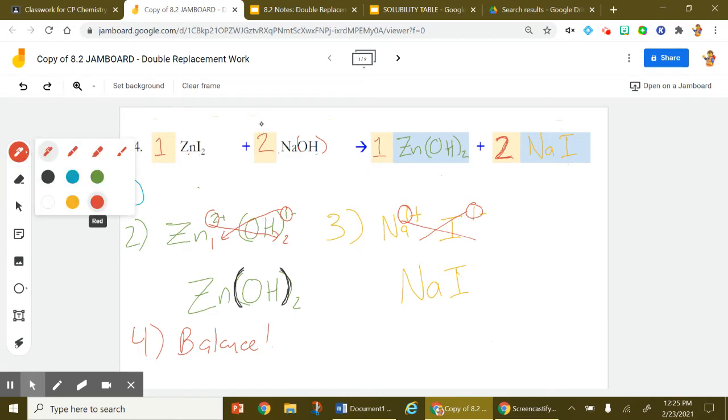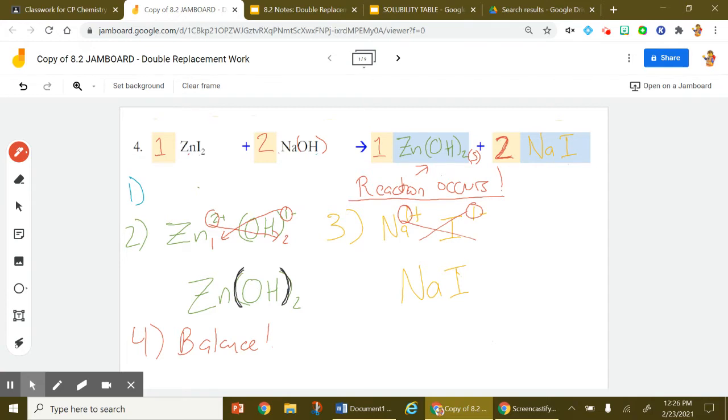So I'm just going to write a little S after the zinc hydroxide to indicate that it is a solid. All right, I'm going to write "reaction occurs" and underline it. Great. Now, all we need is one of our products to be a solid, liquid, or gas in order for the reaction to occur. But just to be sure, let's double check this other one.